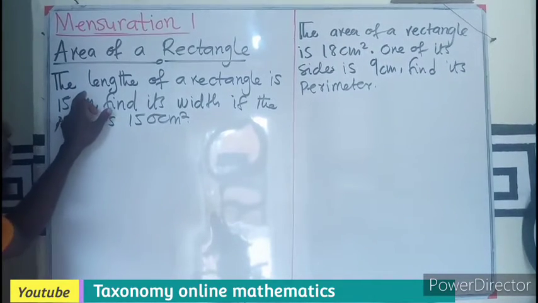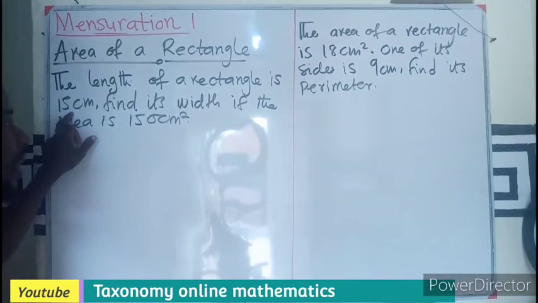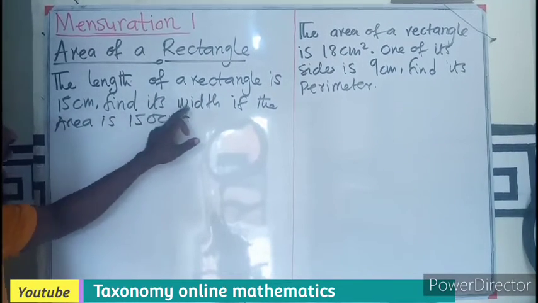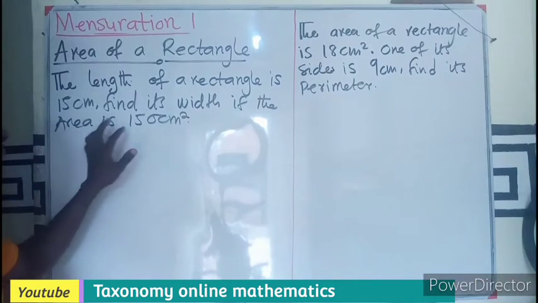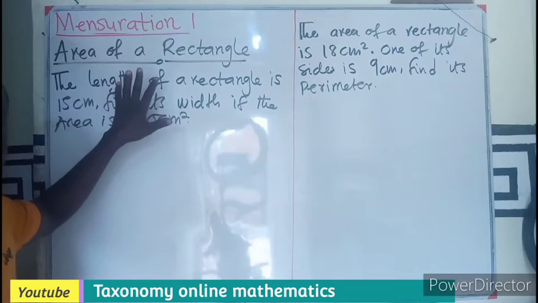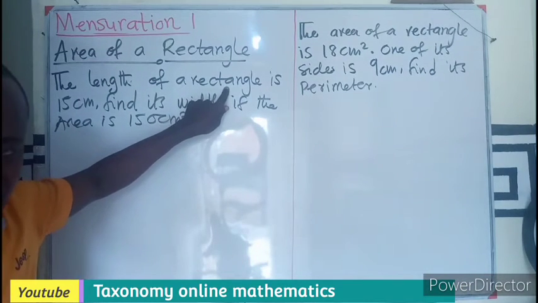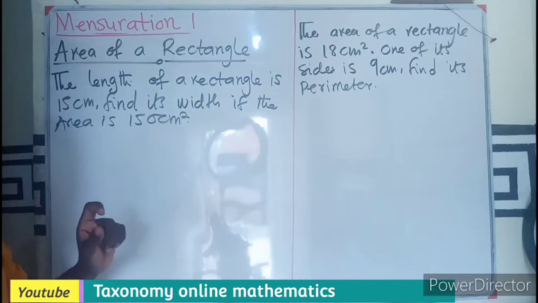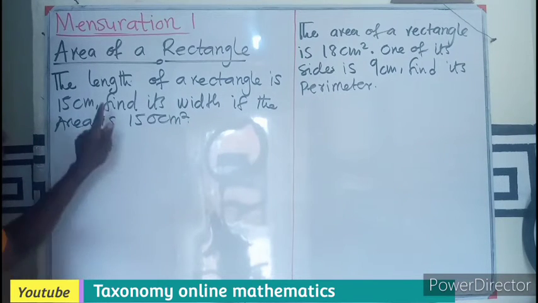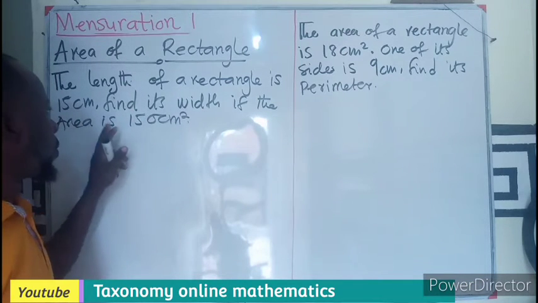So the length of a rectangle is given as what? 15 centimeter. We have to find the width if the area is 150. So the plane shape mentioned in this question is what? Rectangle. Then the dimensions given in the question are length, width, and what? Area. And we know the connection between the three parameters.